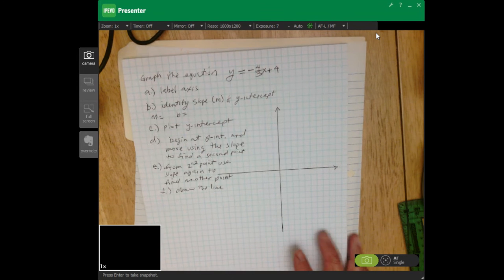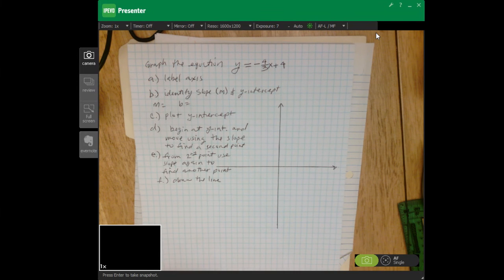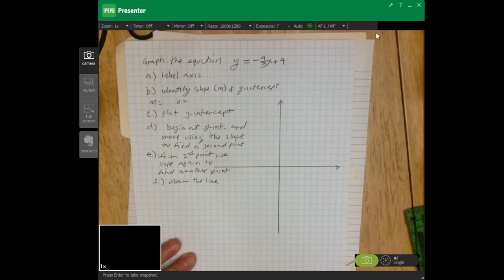Okay, we're going to do another video on graphing. I'm just going to do one problem, but I'm going to go step by step. So hopefully this will clear up any issues and areas of confusion.